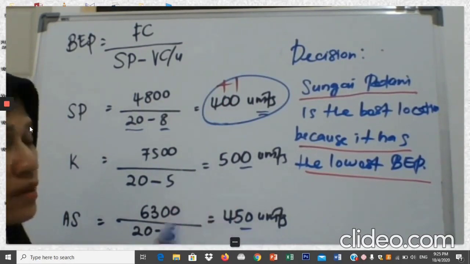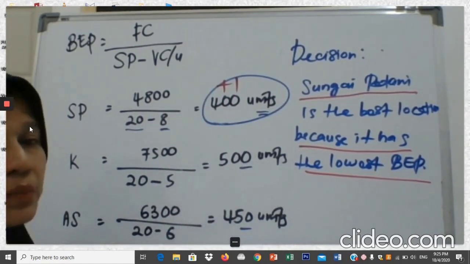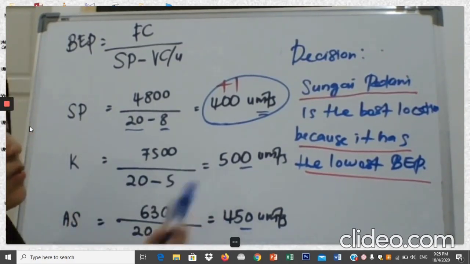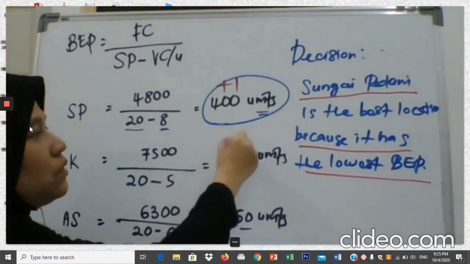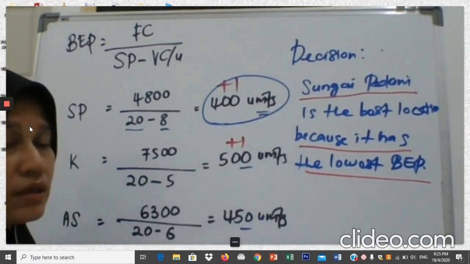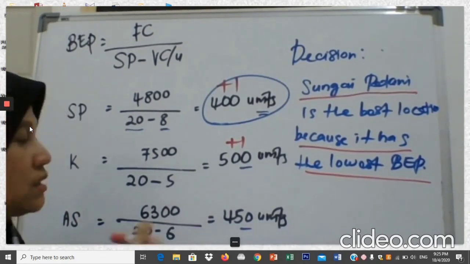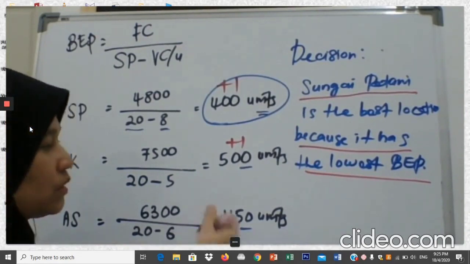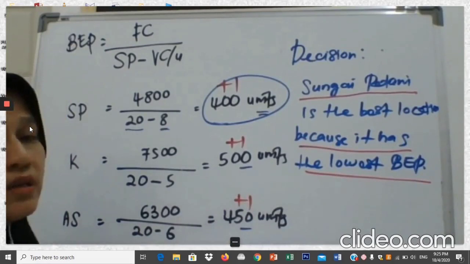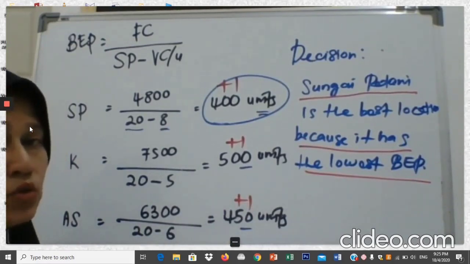Okay, and we look at the other two locations. The question is, when will the company start making profit if Kulim is selected? 501 units. Maksudnya dia kena produce sampai 501 units kalau Kulim is selected. Then only the company starts making profit. Same goes to Alor Setar. When will the company start making profit? When the company produces 451 units. Maksudnya dia kena produce lebih lagi in order to make profit.